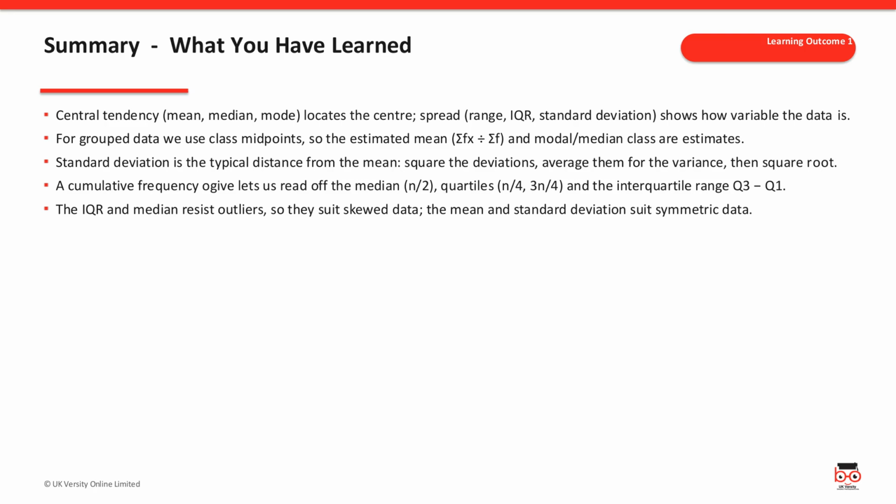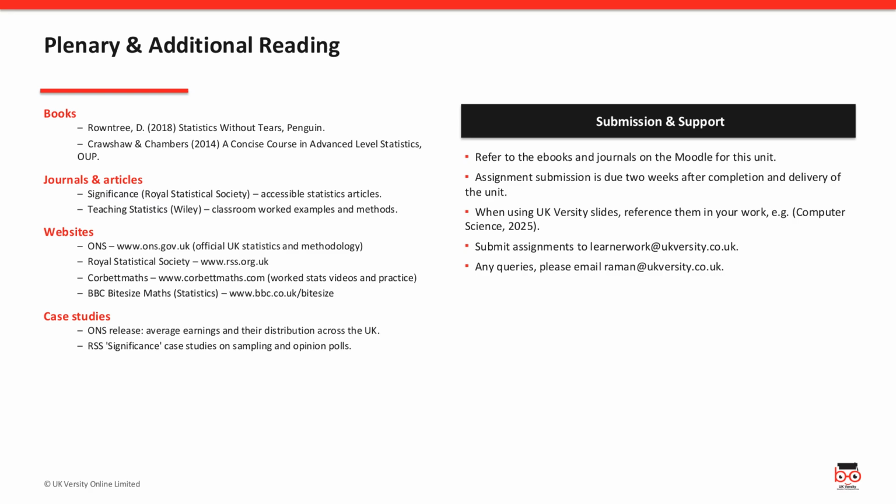The cumulative frequency ogive lets you read off the median at n over 2, the quartiles at n over 4 and 3n over 4, and the interquartile range as Q3 minus Q1. And remember, the median and interquartile range shrug off outliers, so they suit skewed data, while the mean and standard deviation suit symmetric data. That brings Learning Outcome 1 to a close. You can now summarize a data set by its center, and just as importantly, by its spread.